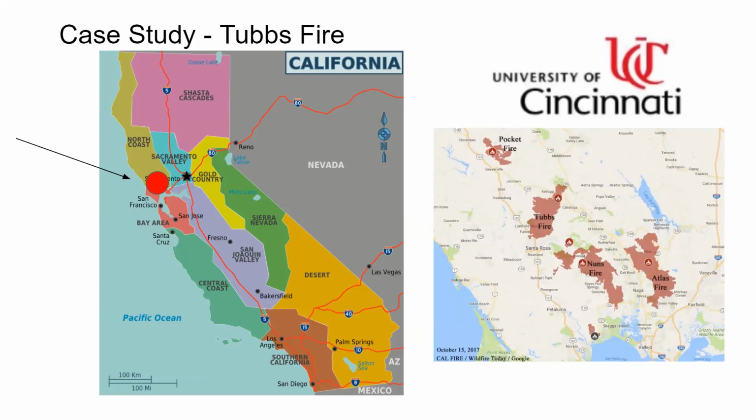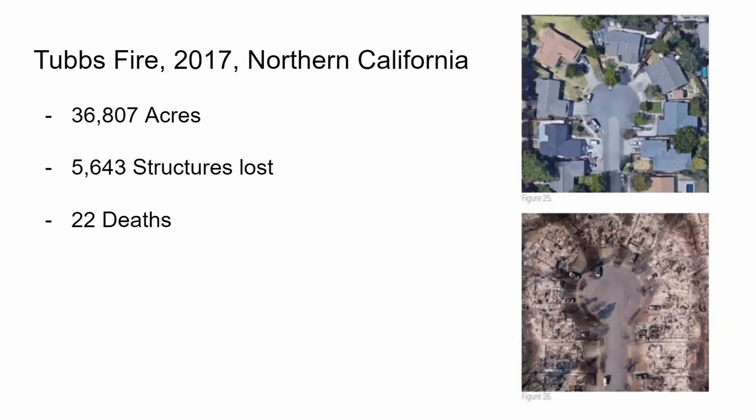Case study from the University of Cincinnati. The Tubbs Fire was ignited in October of 2017 in Northern California, outside of Santa Rosa. It was one of 4 fires burning in Central California at the time, and combined, they became known as the Northern California firestorm, as the fire displayed extreme fire behavior, being pushed by wind gusts up to 50 miles an hour. The Tubbs Fire alone was responsible for 22 deaths and over 5,000 structures lost. Many of the structures were in the wildland-urban interface and were in tightly packed neighborhoods.